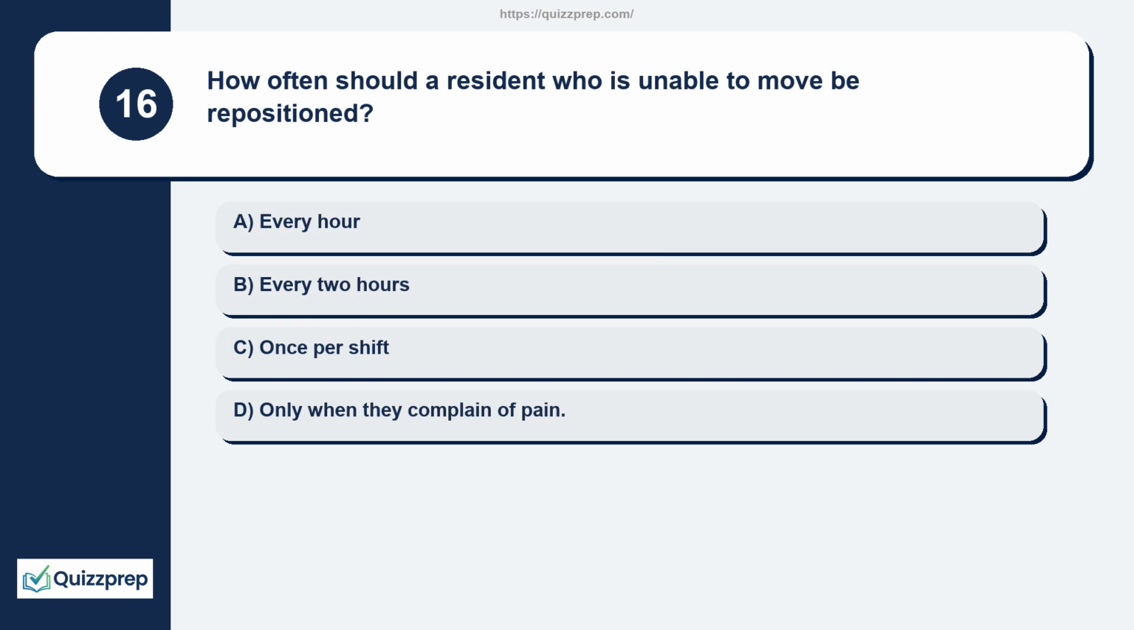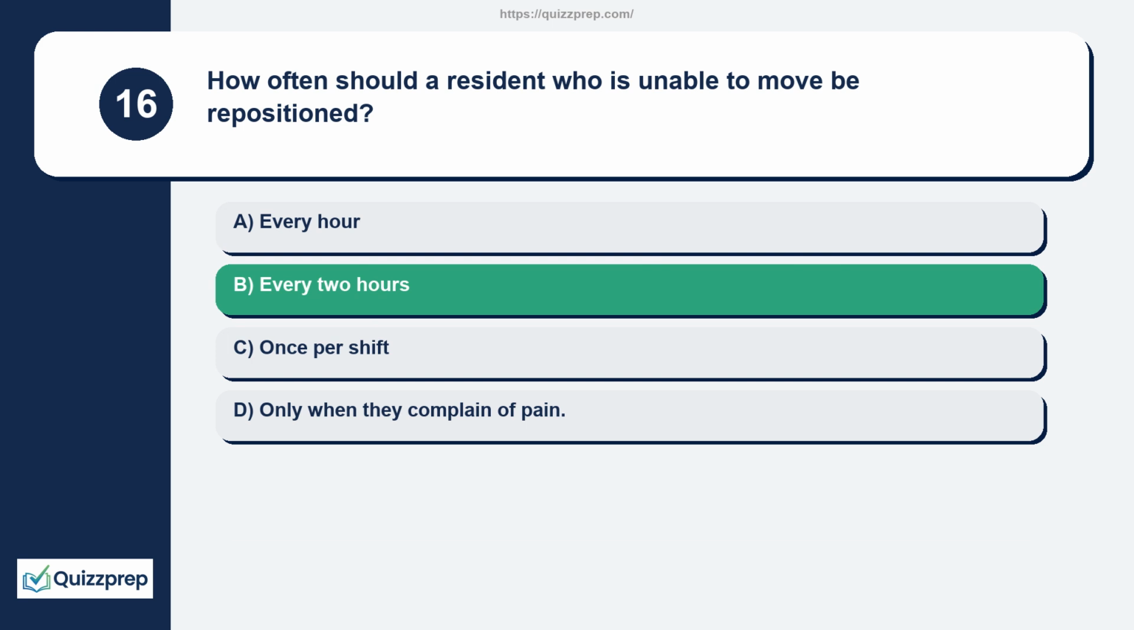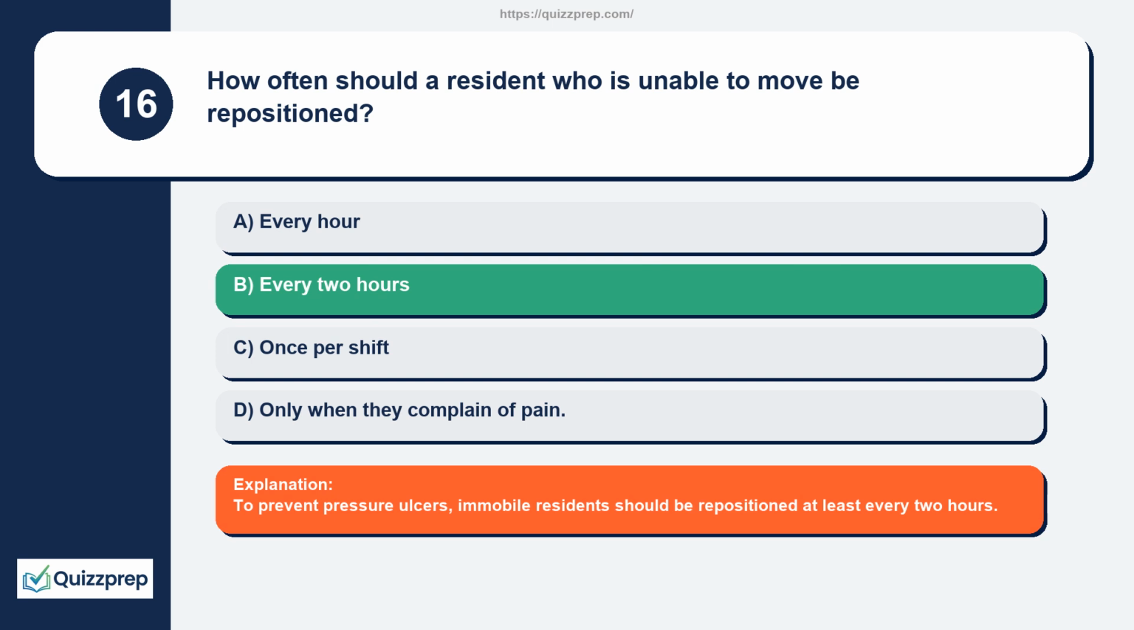Question 16. How often should a resident who is unable to move be repositioned? Every hour. Every 2 hours. Once per shift. Only when they complain of pain. To prevent pressure ulcers, immobile residents should be repositioned at least every 2 hours.